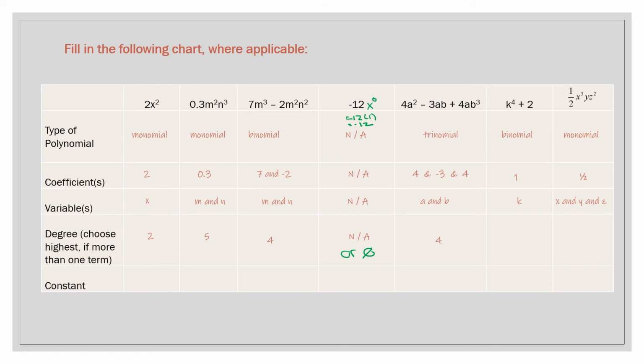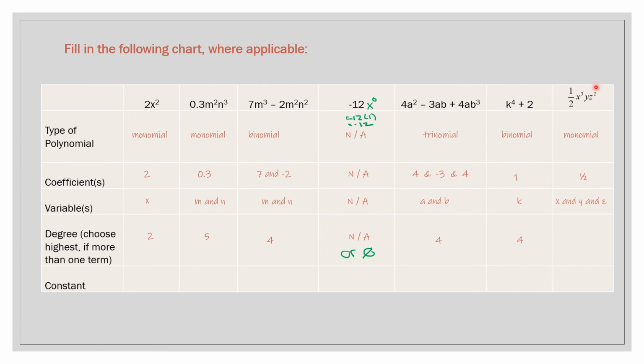Next one has a degree of 4 because again we have multiple terms. We have a trinomial, so this is a degree of 2, this one's a degree of 2, there's a 1 here and a 1 here. This one's a degree of 4 because we have a power of 3 on the b and an invisible power of 1 on the a. When we add those together, we get a degree of 4, which is the same as the next one. It's a degree of 4.